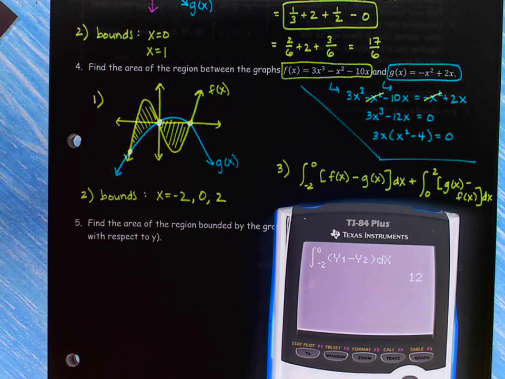It's going to give me my first piece. And then I'm also going to have to integrate, so math 9 from 0 to 2. But this time I had g of x on top, so I have to do y2 minus y1.